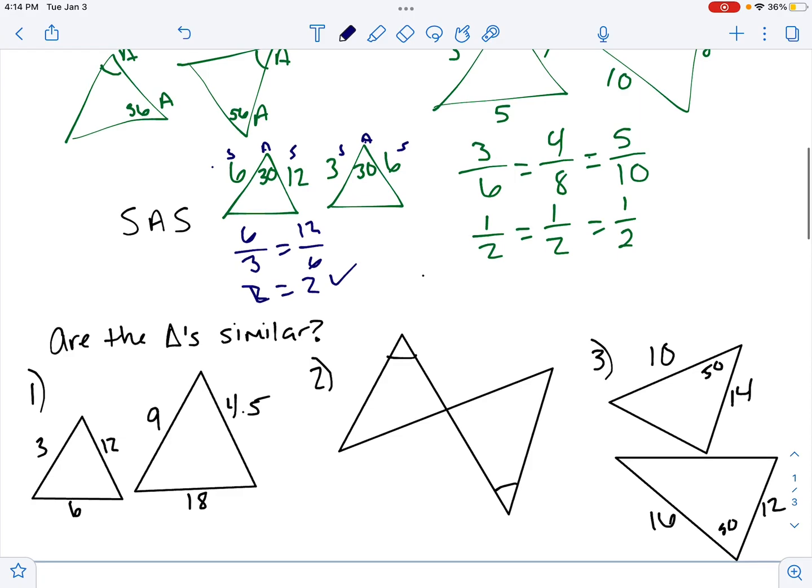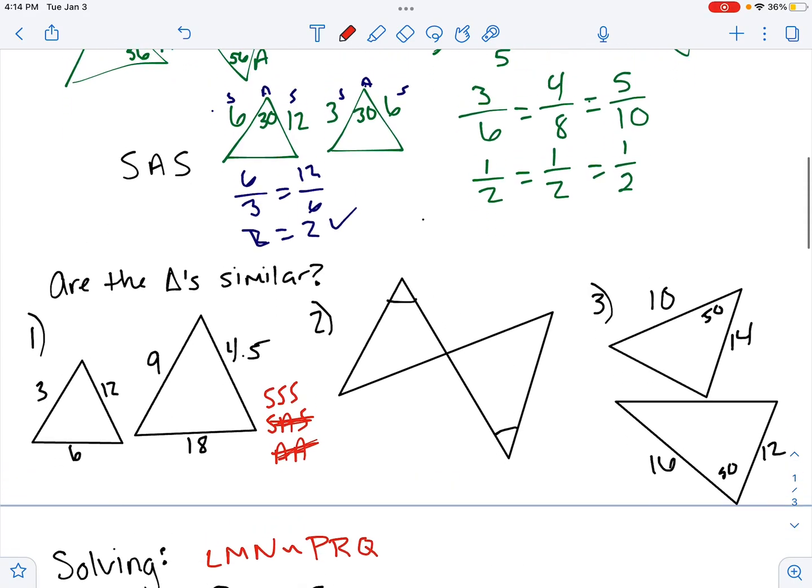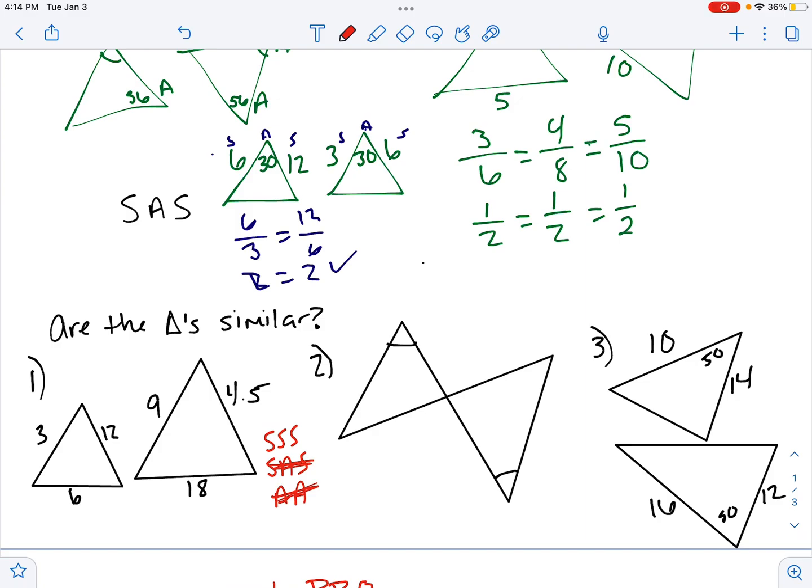So let's try some. Are the triangles similar? Yes or no? If so, why? So on the first one, I know that I either need side, side, side, side, angle, side, or angle, angle if I'm going to tell they're similar. If I look at this picture, it doesn't give me any angles. So if these are similar, they have to be side, side, side. So let's set up our ratios and see if they're similar. So smallest side over smallest side, middle side over middle side, biggest side over biggest side.